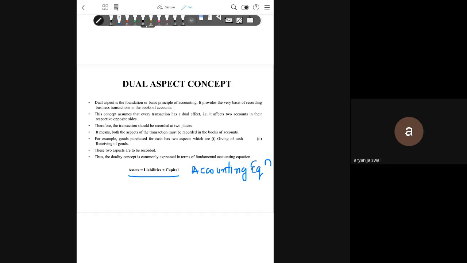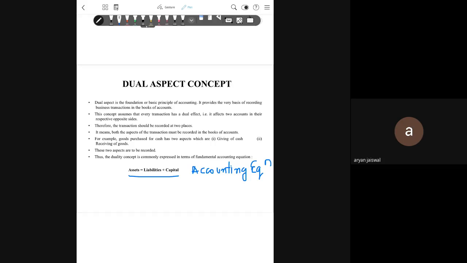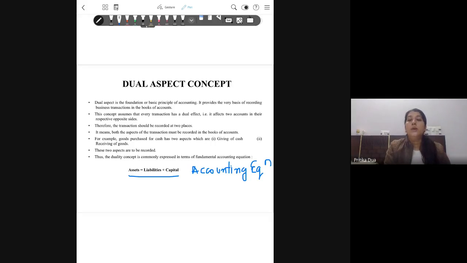Ma'am, capital is all the amounts of goods and the money by which we are starting our business. Very good. Whatever we are investing at the start of our venture, that is capital. Okay, thank you, Aryan. So, capital is whatever money, goods, or assets, it can be in the form of assets also, that is brought at the start of the business by the owners, and is a part of the capital of the business.